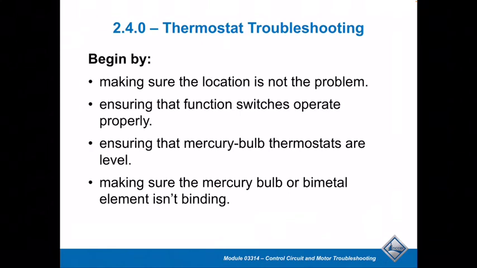If it's a thermostat that's got function switches, do you really have it set to heat? Or if the customer's saying, hey, I don't understand why my fan runs all the time, and you go to the thermostat and it says fan on. Well, not everybody is as well versed as all of us in that.